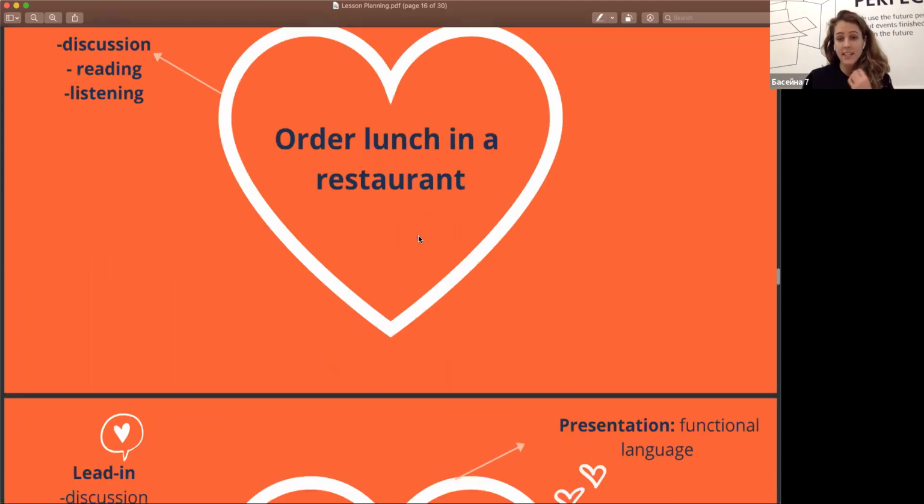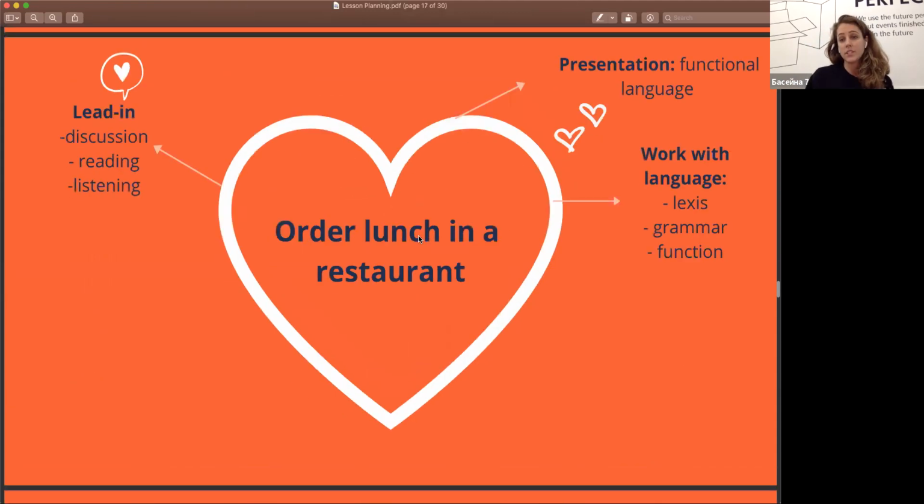The next things that we plan are presentation and work with the language. For presentation, it depends on what topic you have. If we have order lunch in a restaurant, the presentation here is of a functional language, what phrases and chunks they need. And then we can have work with the language. We can have a work with this functional language.